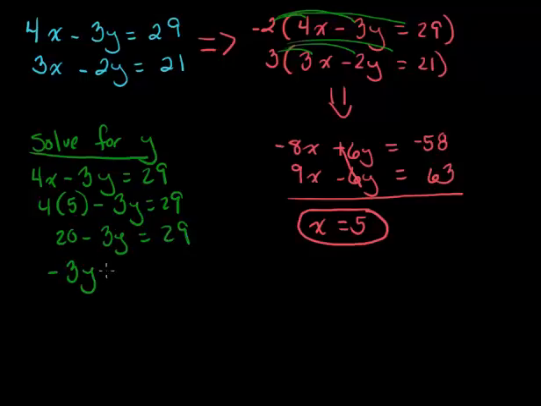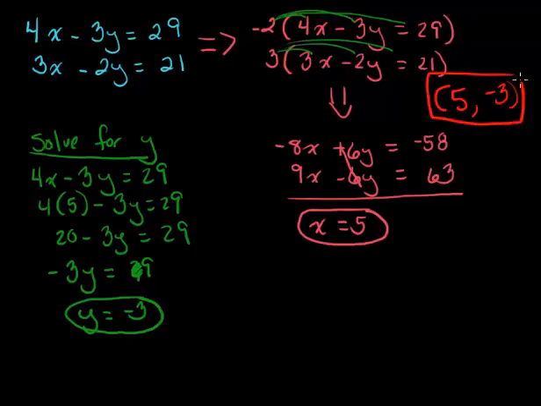You get negative 3y equals 29. I'm sorry, equals 9. Divide both sides by negative 3 and you get y equals negative 3. So right now we have for our solution to this, we're saying our solution is 5, negative 3. We need to check this solution with the equation that we did not use to find y.